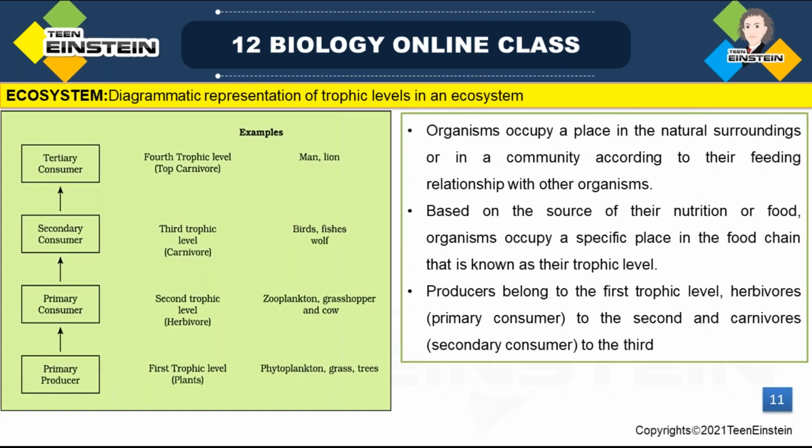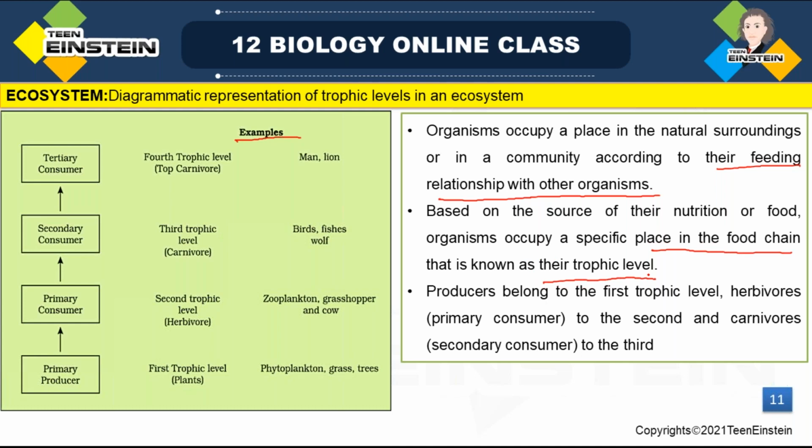Next, here I just said the same thing. Here we need to explain the different diagrammatic representations of trophic levels in an ecosystem. In an ecosystem, different trophic levels are there. Organisms occupy a place in the natural surroundings or in a community according to their feeding relationship with other organisms. Based on the source of their nutrition or food, these organisms occupy a specific place in the food chain. This specific place in the food chain is called the trophic level.